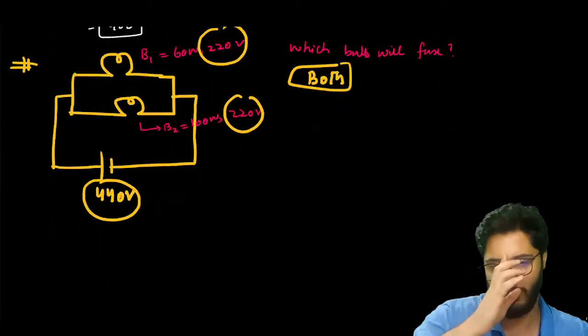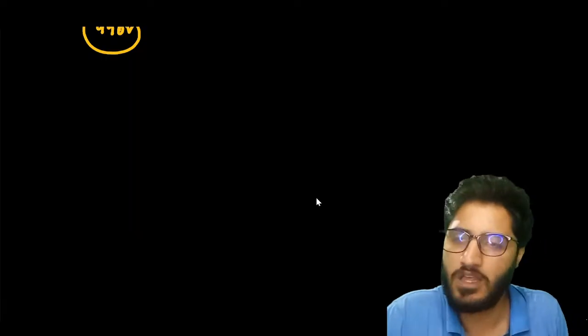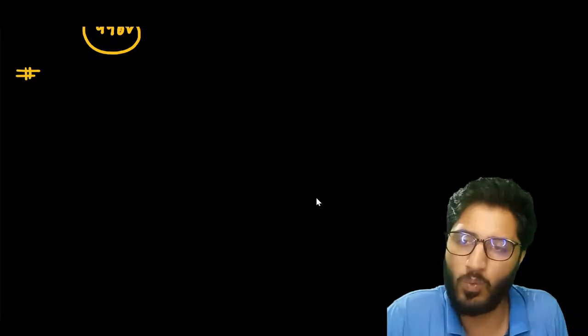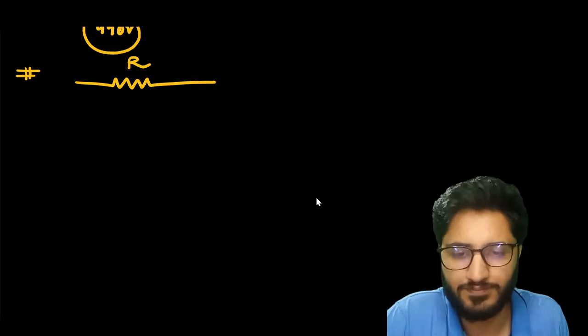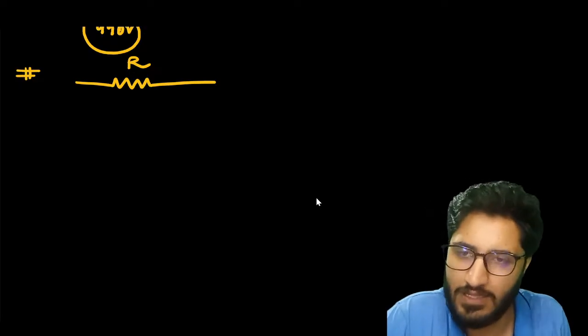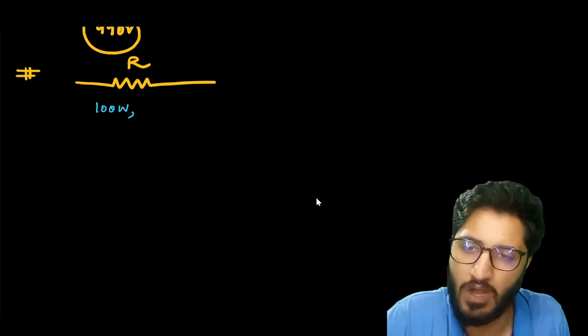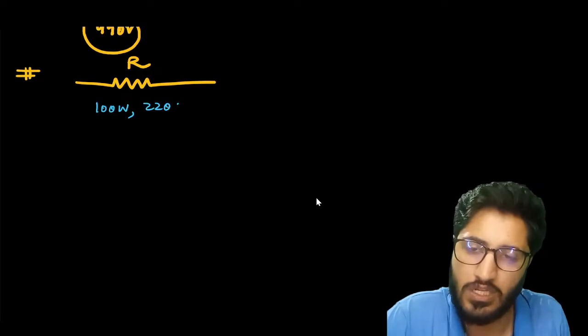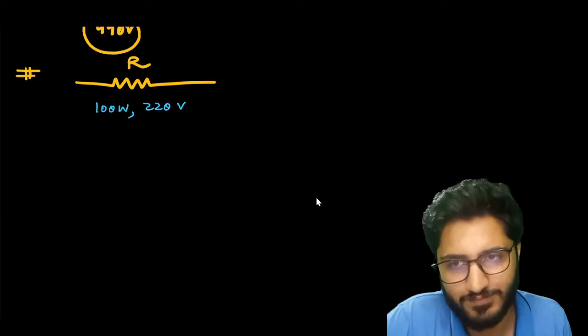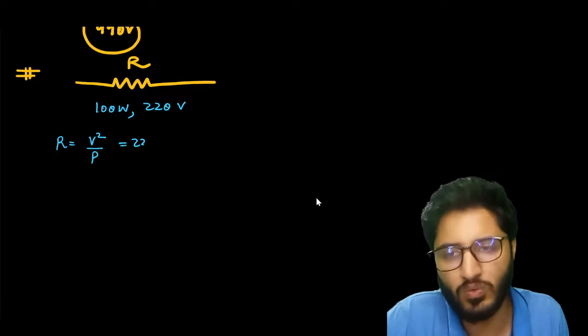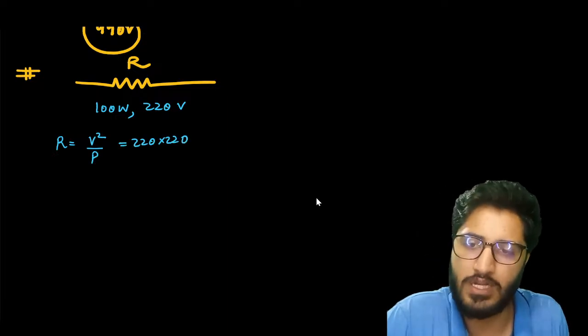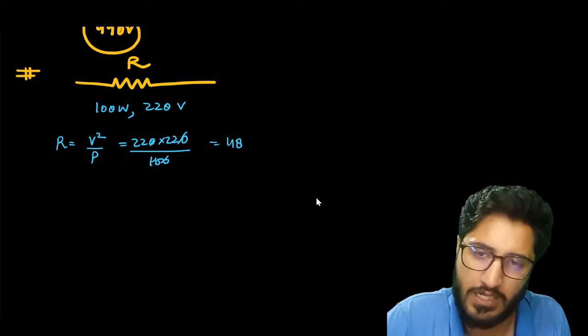Okay, one more numerical. Suppose we have a wire with resistance R, and it has a power rating of 100 watt at a voltage rating of 220 volt. What is R then? R will be equal to V square by P. V square is 220 squared, divided by P, which is 100. Cancel out. So it will become 484 ohm.